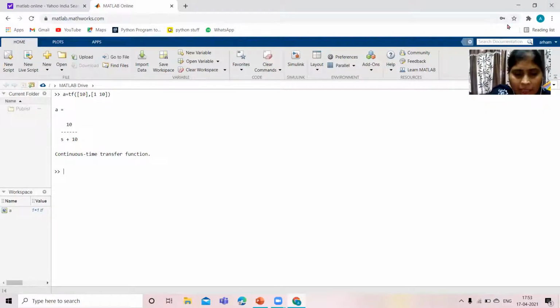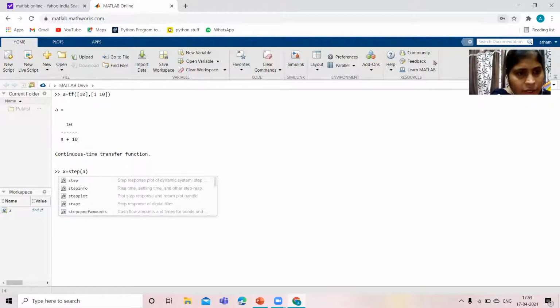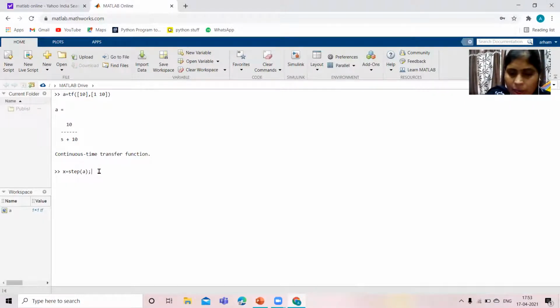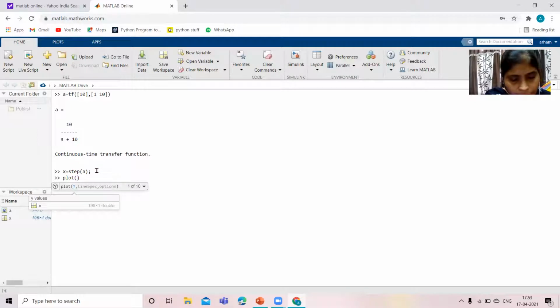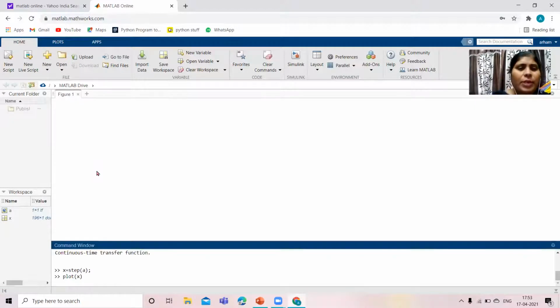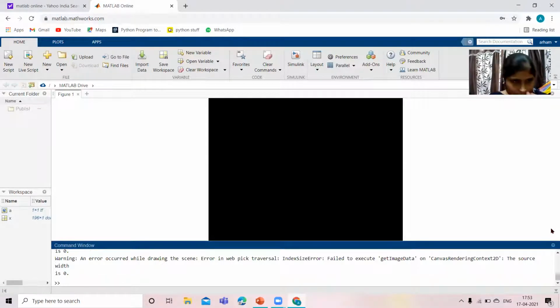First I want to draw the step response. So I'm writing X equal to step, and within parentheses write A, the variable of the transfer function. I put a semicolon here since I don't want to see the results, I just want to execute this command. Now this is executed. Now I want to plot this step response.